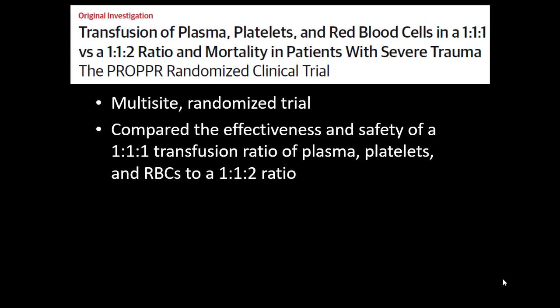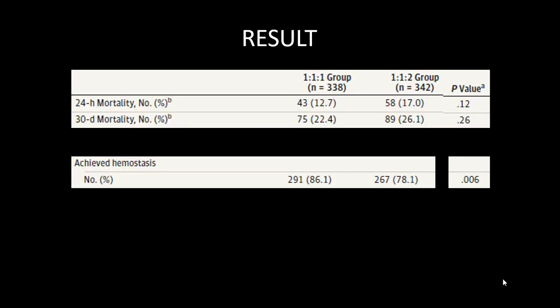Right, so this was a multi-site randomized trial where they compared the effectiveness and safety of 1:1:1 of plasma, platelet, PRBC to 1:1:2 protocol, and what they found was there was no difference in mortality. The only difference was you achieve hemostasis faster in 1:1:1 protocol as compared to 1:1:2 protocol. So if you are giving one PRBC, one plasma, one platelet, the hemostasis is achieved faster and patients don't die of exsanguination, but overall mortality did not make any difference.